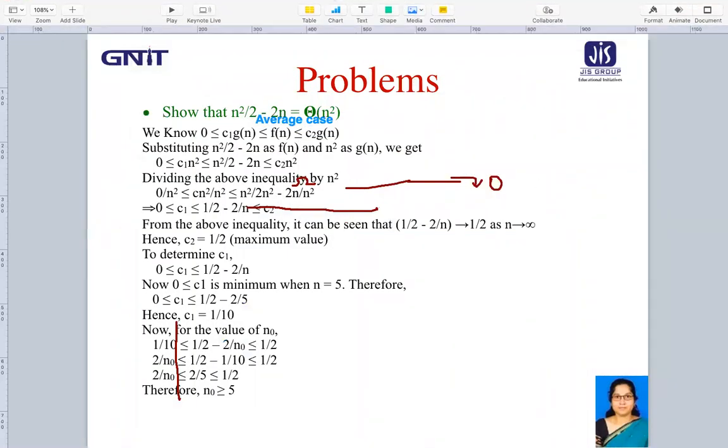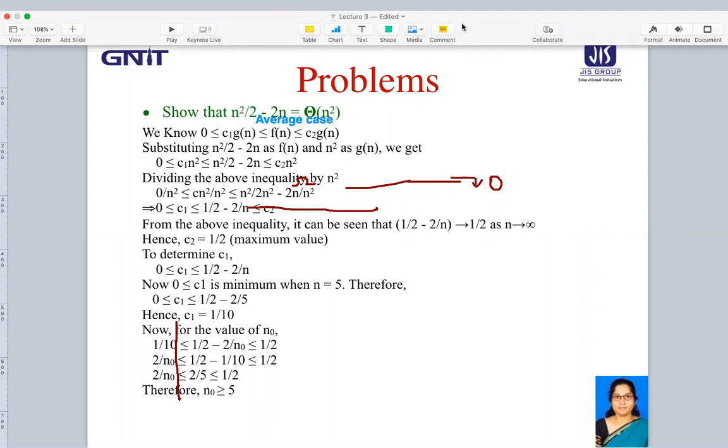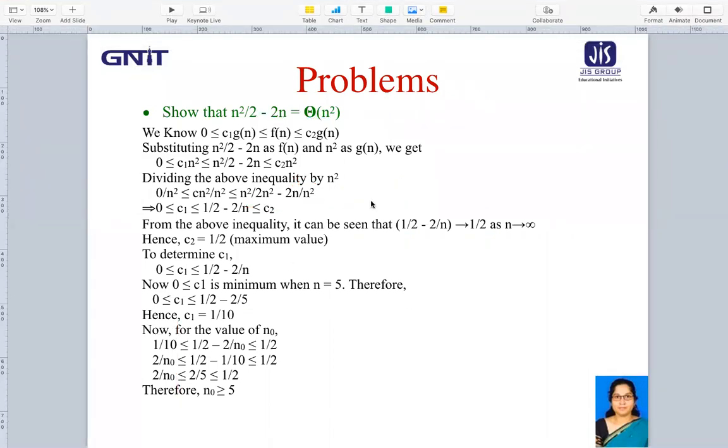So let us see a very simple example. We have to show that n square by 2 minus 2n is theta of n square. So this is the inequality we are having. Now we have to find C1 and C2. So C1 and C2 can be achieved when we divide all the sides by n square. So we achieve this inequality. Now solving this part is solving the big O notation, and this part is the big omega notation. If we look at this part, it is similar to solving omega.